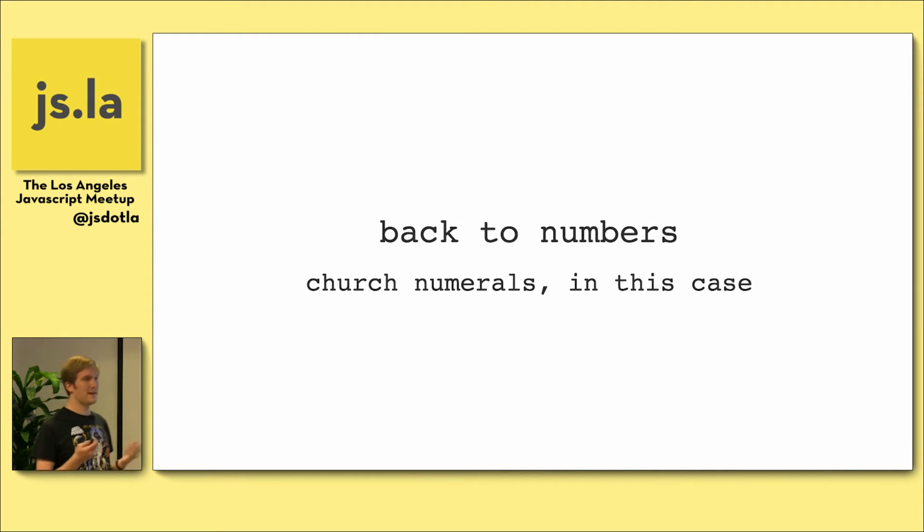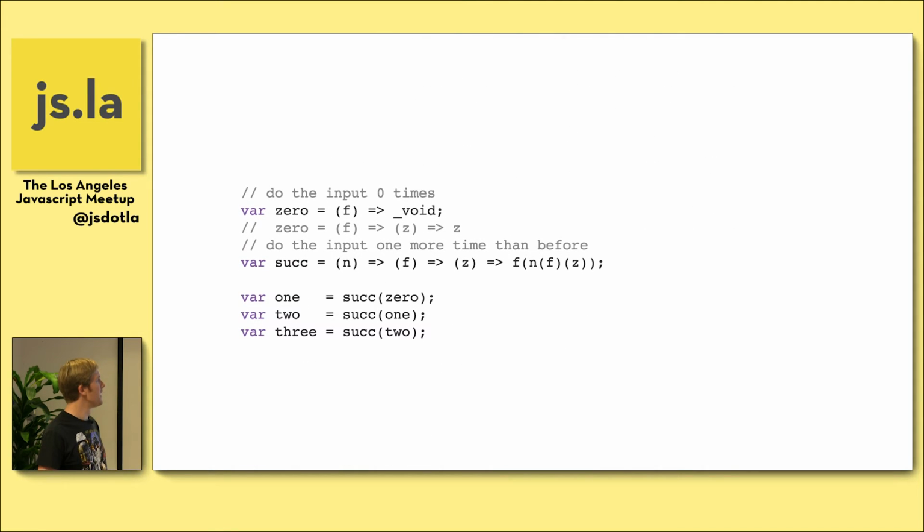So back to numbers. If you're wondering where we went with that little tangent on Peano axioms, it's because we're going to talk about Church numerals. This is named after Alonzo Church. He was Alan Turing's doctoral advisor at Princeton. He actually advised a lot of really famous, foundational computer scientists and mathematicians.